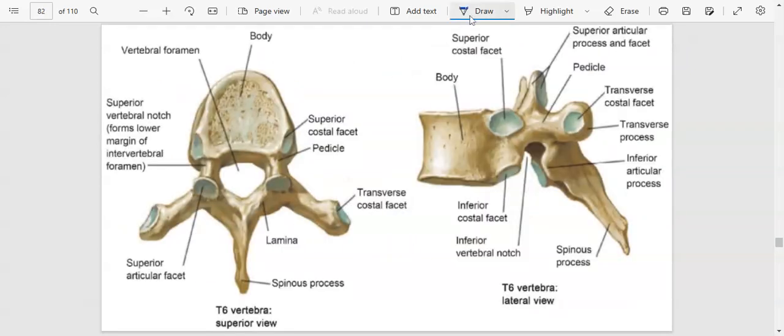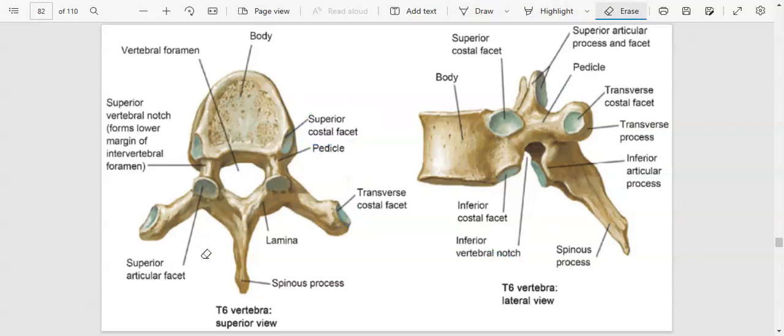So their general structure is something like this. They've got a body, they've got a vertebral foramen. They've also got a transverse costal facet, a facet that attaches with the ribs. Even this superior costal surface also attaches with the ribs. So ribs actually attach at two different points. It attaches here, and it also attaches there, like that.